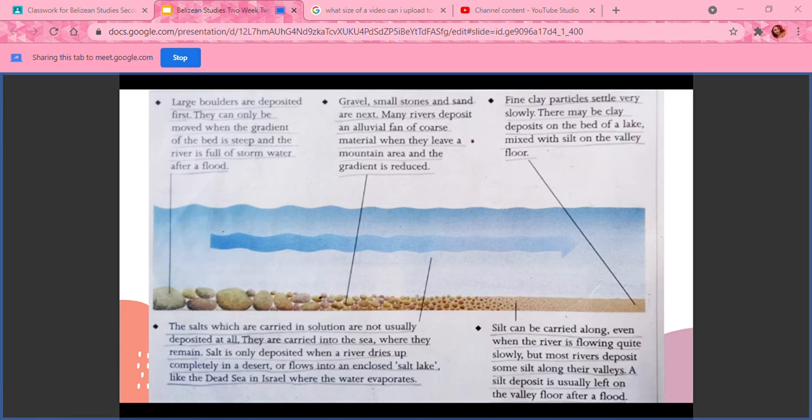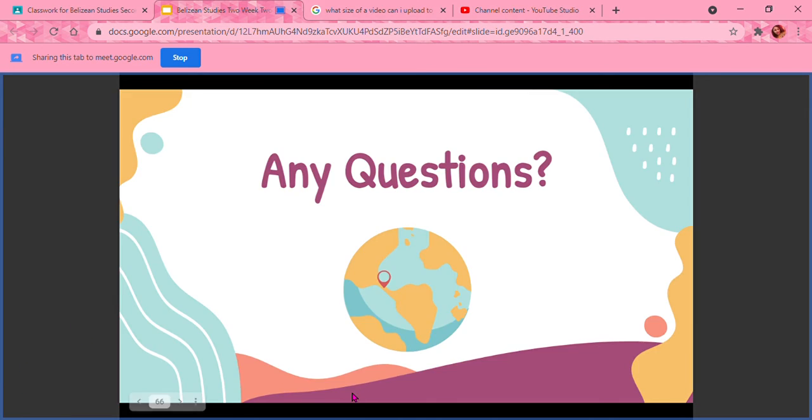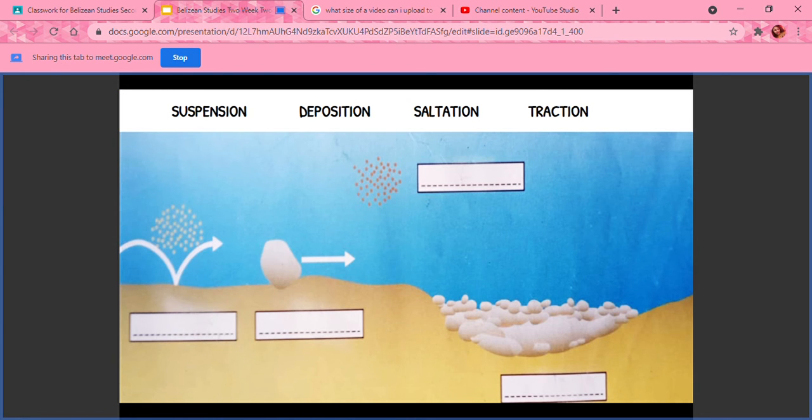Anybody has any questions? No questions? Then I have questions for you. I have one diagram here, and I have 4 words at the top. I have suspension, deposition, saltation, traction. And you have to label this diagram.